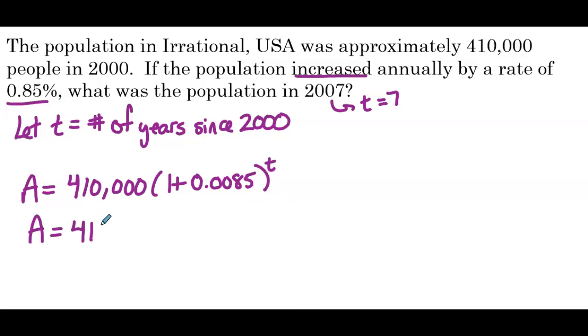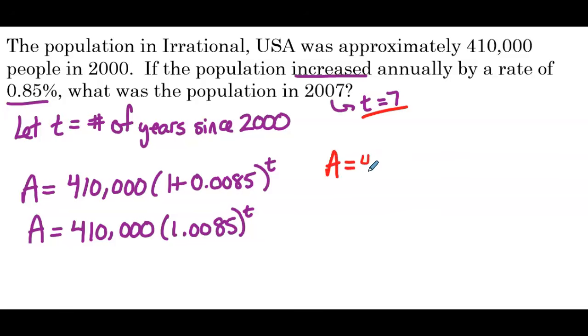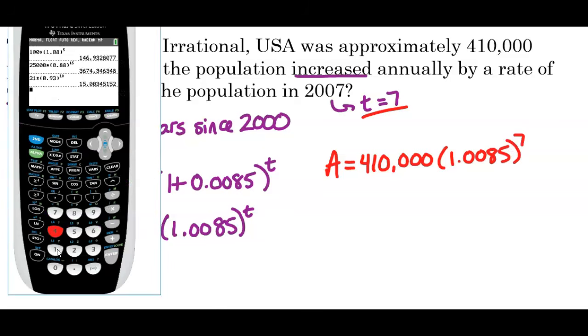So our exponential growth function is 410,000 times 1.0085 to the t. Now we want to find the population in 2007, which we already established is t equals 7. So we're going to plug 7 into our function. So 410,000 times 1.0085 to the 7th. So we'll go to our calculator.